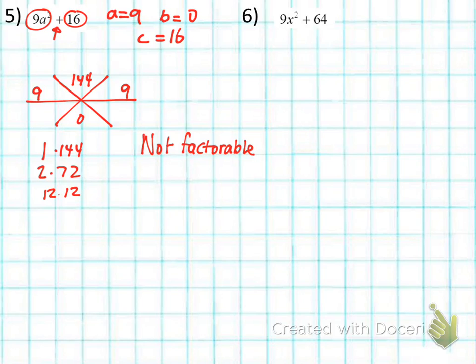Okay, you have to put non-factorable. You can't just put blank or no. None of that. Can we just put NF for not factorable? No. You have to write it. If you don't write it, it's wrong.